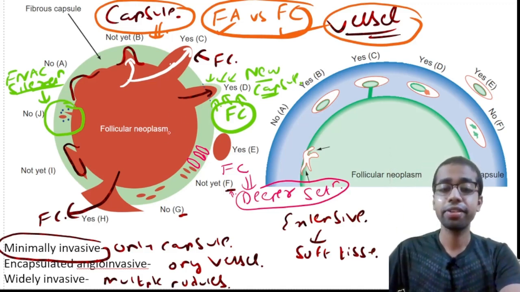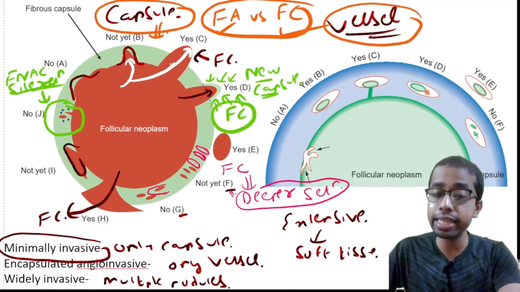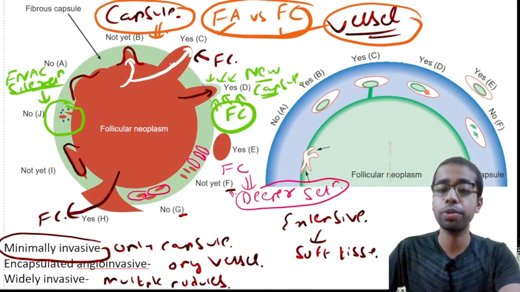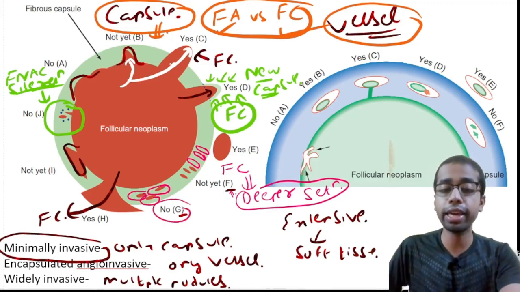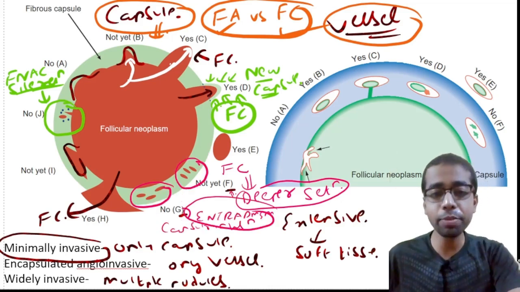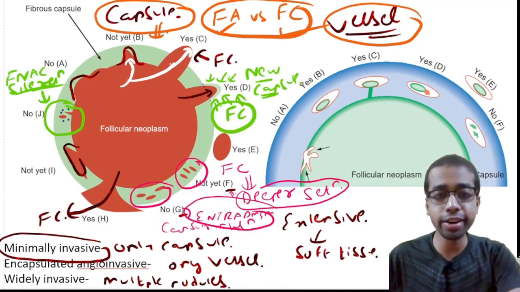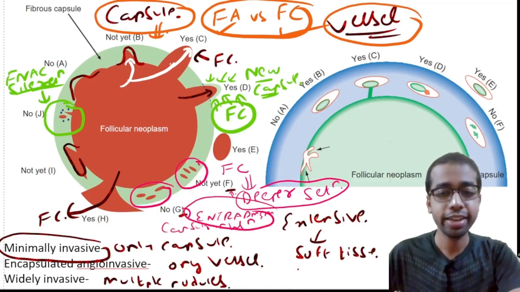But if the follicles are entrapped in the capsule in a horizontal manner, along the direction of the capsule, it is not a capsular invasion. Let's see some pictures and you will tell me whether it is a follicular carcinoma or just a follicular adenoma, right? Let's see.